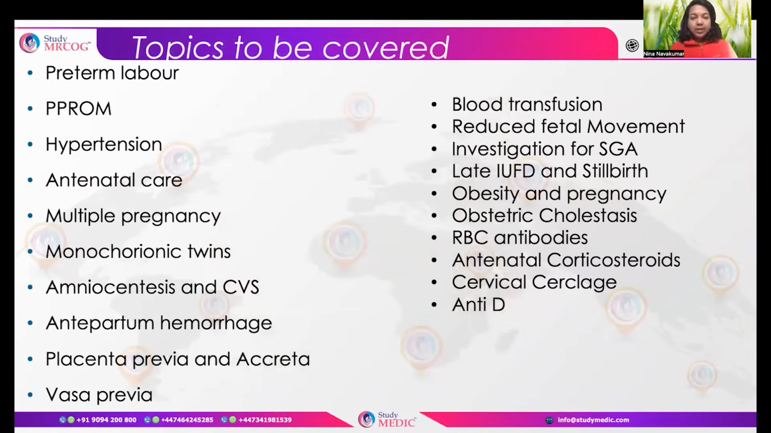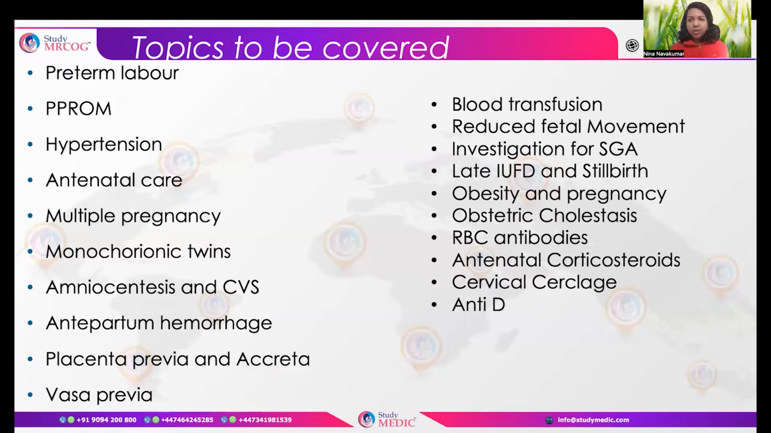So coming to the antenatal module, the topics which need to be covered under the antenatal module for the Part 2 MRCOG exam preparation are preterm labor, preterm pre-labor rupture of membranes, hypertension in pregnancy, antenatal care from the NICE guidelines, multiple pregnancy from NICE guidelines, monochorionic twins from the Green Top guidelines, amniocentesis and chorionic villus sampling from the Green Top guidelines, antepartum hemorrhage from the Green Top guidelines, placenta previa accreta from Green Top guidelines, vasa previa from Green Top guidelines, blood transfusion in obstetrics Green Top guidelines, reduced fetal movements from Green Top guidelines.